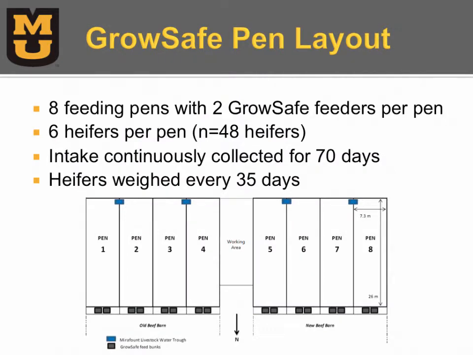So the layout of the Grow Safe system: there were 8 feeding pens with 2 Grow Safe feeders per pen. We put 6 heifers per pen, giving us a total of 48 heifers. The intake was continuously collected for 70 days, and the heifers were weighed every 35 days. And there's the diagram of the layout. There were 2 barns with 4 pens in each barn.